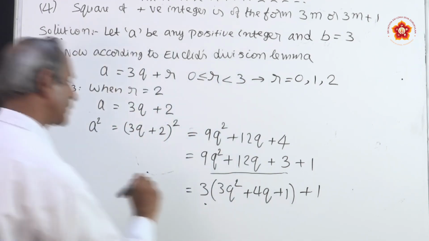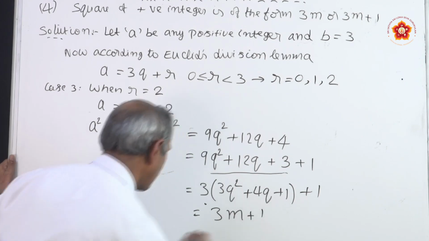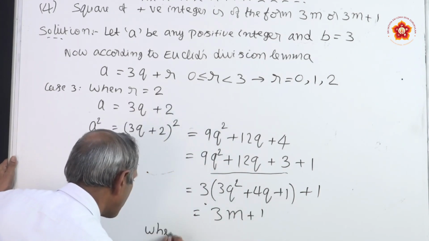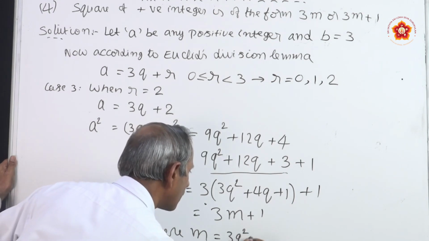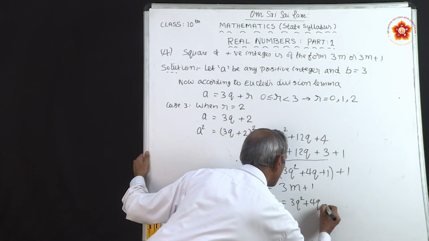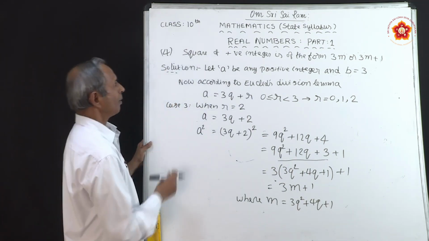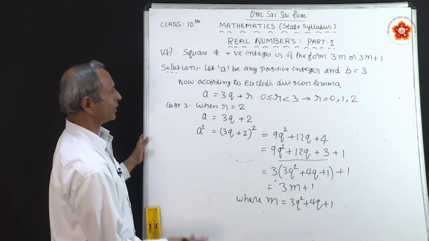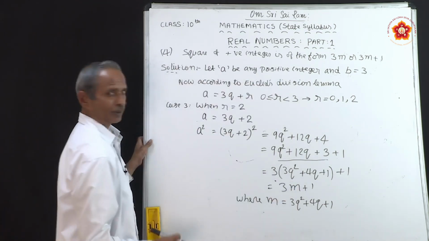Now it can be expressed in the form of 3m plus 1, where m is equal to 3q square plus 4q plus 1. Hence we have proved that the square of any positive integer is of the form 3m or 3m plus 1.